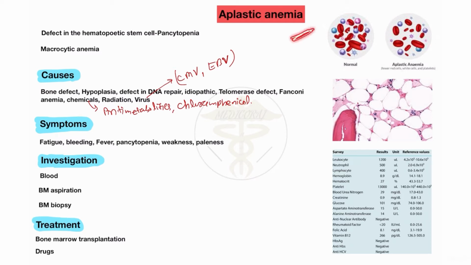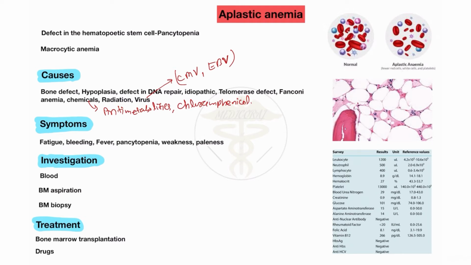Many times the number of RBC decreases. So this is aplastic type of anemia. And what are the symptoms of this patient? Symptoms like fatigue, increased bleeding in the patient, also fever and pancytopenia. I already said pancytopenia appears in the case of aplastic type of anemia. Weakness and paleness are the normal symptoms of aplastic type of anemia.